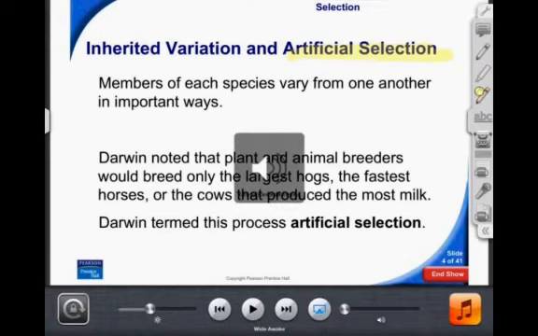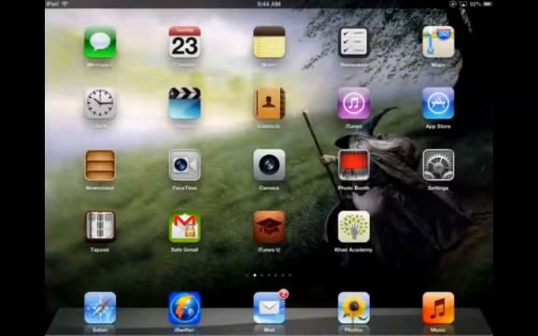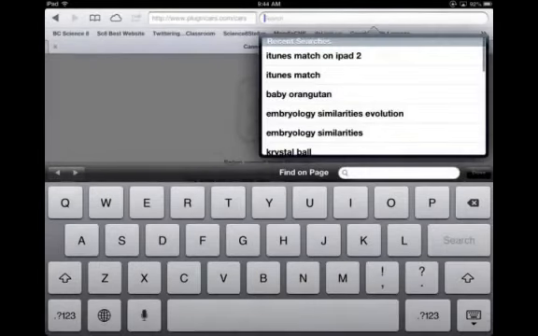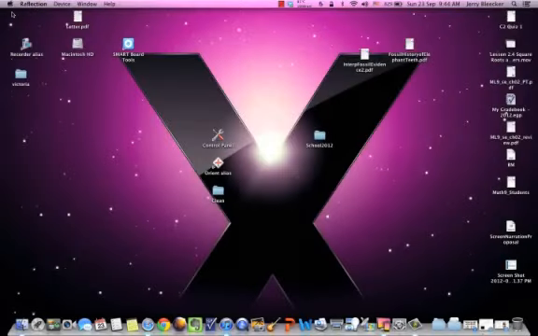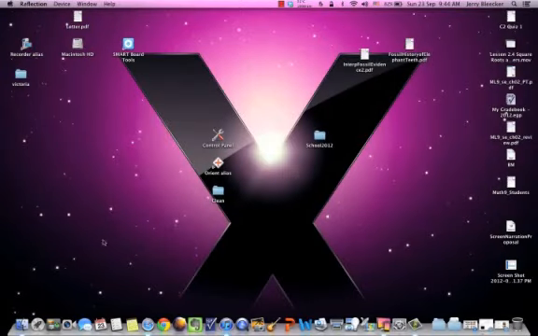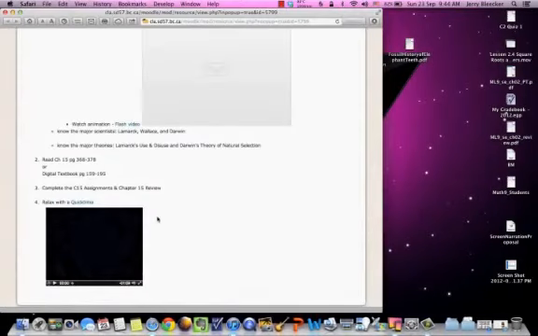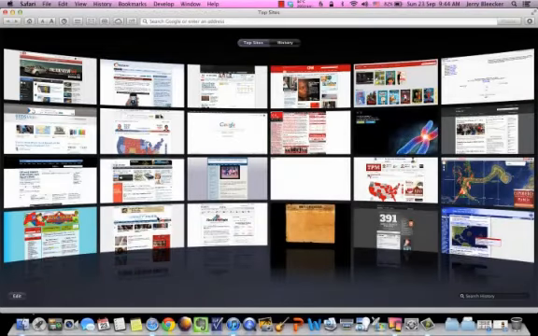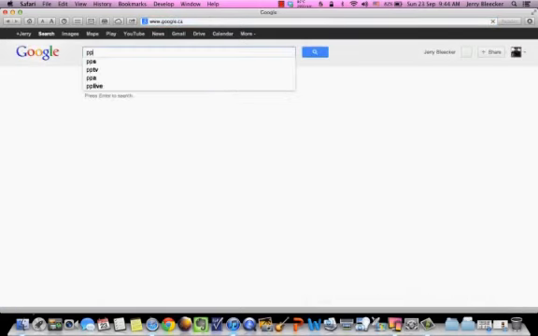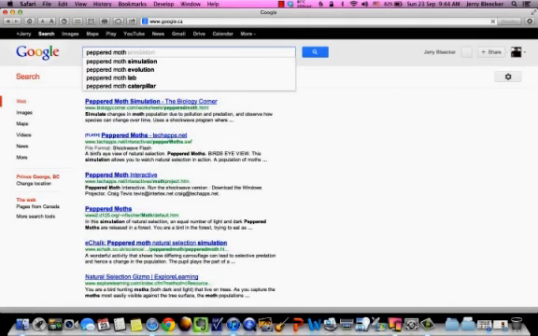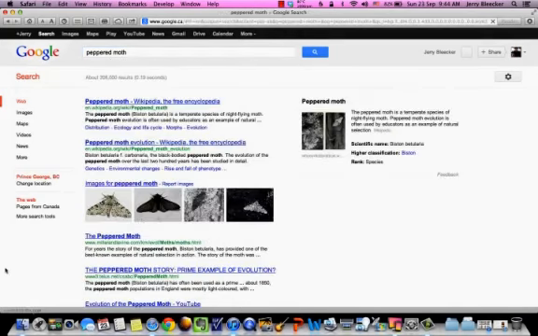I'm going to pop out a little bit to the web and show you what I mean here. The best example is what we call the melanic moth. Now, the peppered moth and the melanic moth are two different versions of a moth with different coloration. So they've got different genes for their coloration. Peppered moth. There we go.